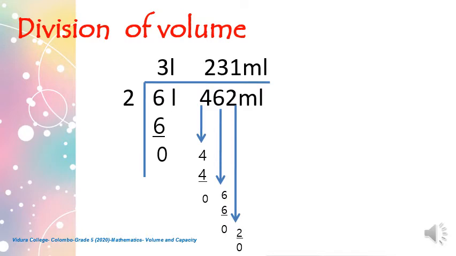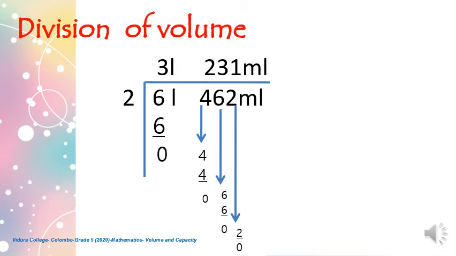Now let's try the division of volume. Here I have given you 6 liters and 462 milliliters to divide by 2. So let's start from the liter column. Since this is division, we start from the liters. So 6 liters divided by 2. Inside 6 you have 3 twos. 2 times 3 is 6. Then 6 minus 6, the answer is 0.